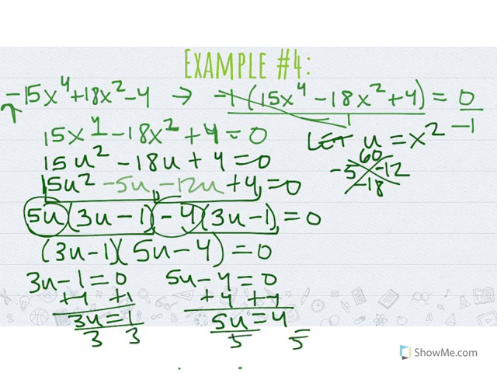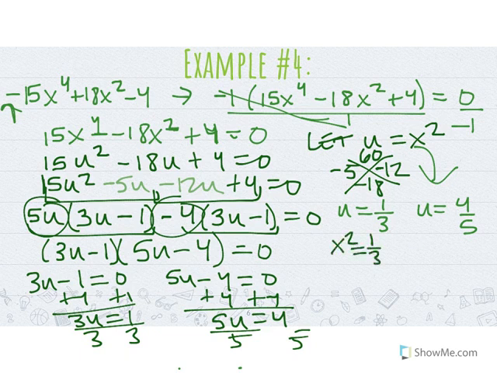So now when I go to rewrite this, this is where I'll be substituting my x squared substitution back in. So I have u equaling 1/3 on one of them, and u equaling 4/5 on the other one. I'm now substituting my x squared back in for my u substitution. And x squared here.